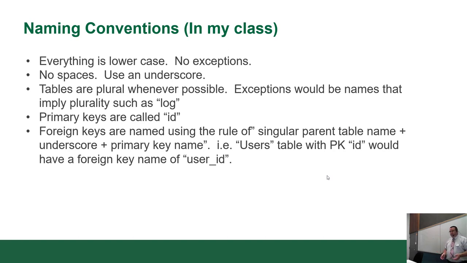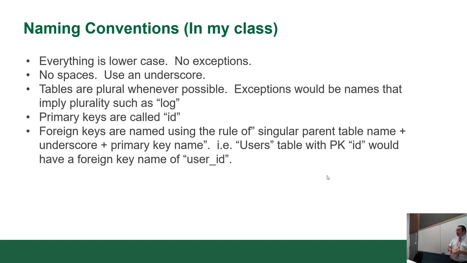They're always ID. The foreign keys have a naming rule, and it is the singular parent table name followed by an underscore, followed by the primary key name. So for example, if we have a parent table called persons, and its primary key is called ID, the foreign key would be called person underscore ID, the singular version of the parent table name, underscore, ID, which is the primary key. Now, can you imagine if we were using the long ones, it would be person underscore CCD ID? You'd have no idea what that would be because it'd be hard to read.